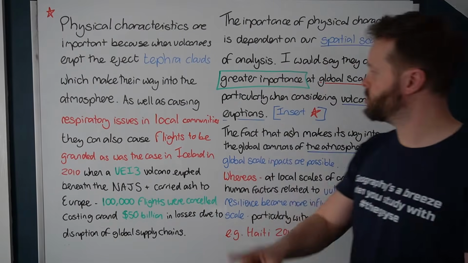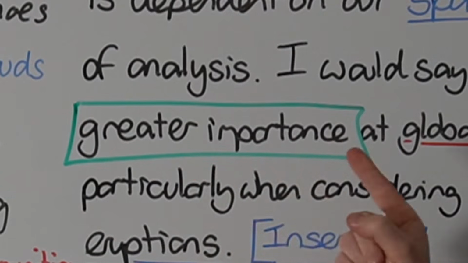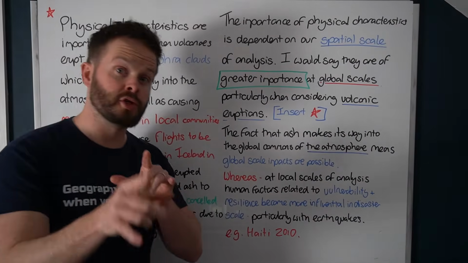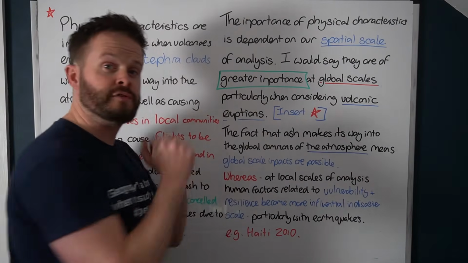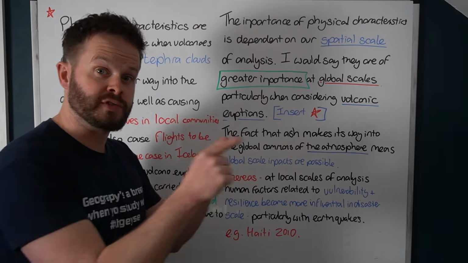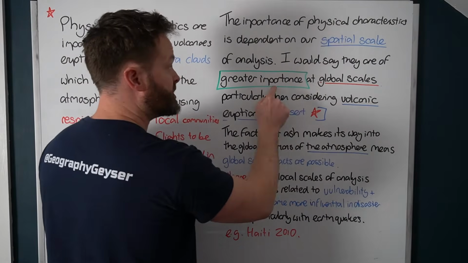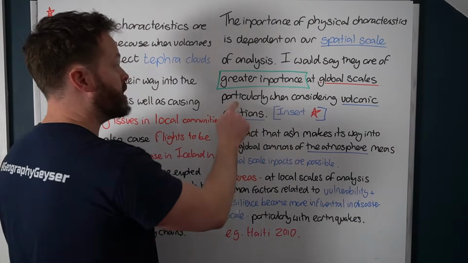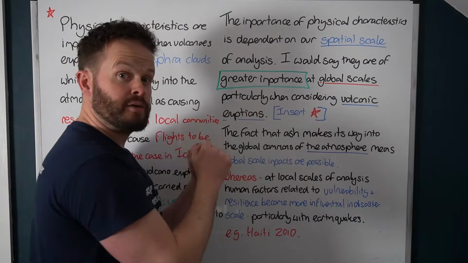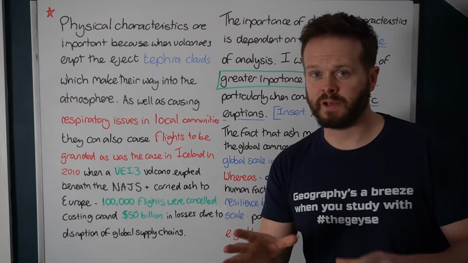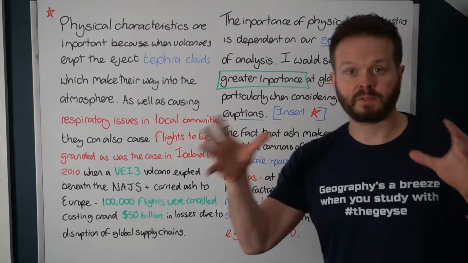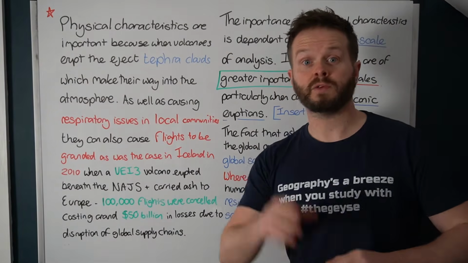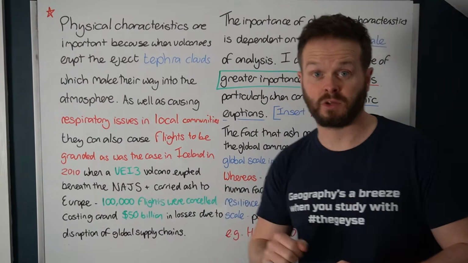fundamentally essential that you use judgmental language like this. And it's not only the use of that language, it's the justified use of that language, which you'll see in a second. But I would say they are of greater importance at global scales, particularly when considering volcanic eruptions. So we're being nice and specific. Not only are we talking about particular spatial scales, we're talking about specific types of tectonic hazards.